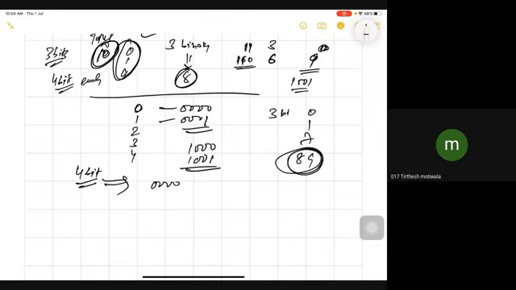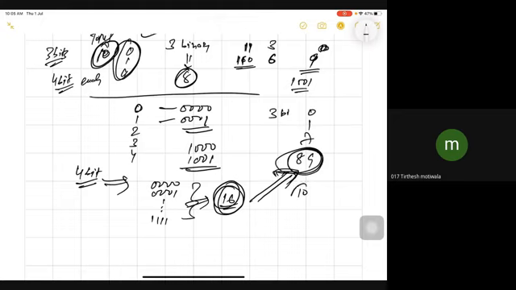0 0 0 0, 0 0 0 1, up to 1 1 1 1. Total 16 combinations are possible, right? Now, out of these 16 combinations, for the decimal numbering system we are only going to use 10 combinations, 0 to 9. What about the other remaining 6 combinations? They are going to get wasted. Get it?